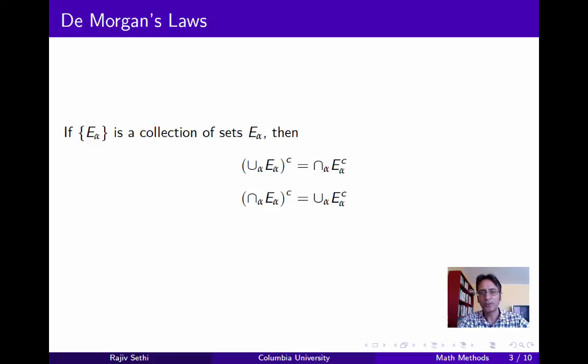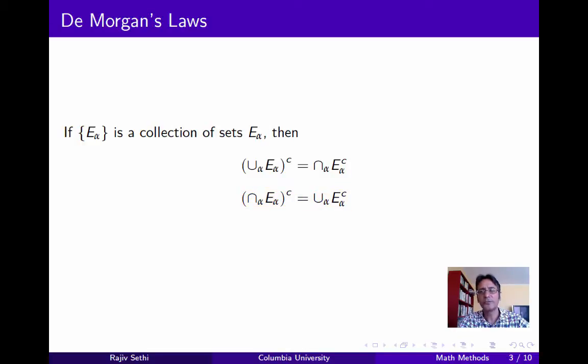First, a quick reminder of De Morgan's laws, which state the following. Suppose you have some collection of sets E alpha indexed by alpha. The complement of the union of these sets equals the intersection of the complements, and the complement of the intersection of these sets equals the union of the complements.